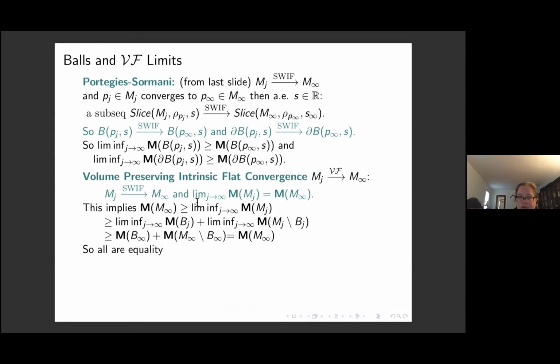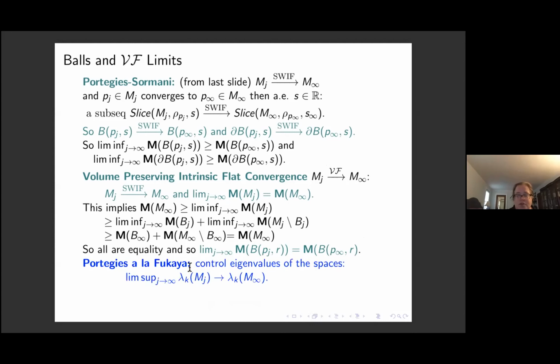If we only have SWIF convergence, we don't have the first line. So now we know that the masses of the balls had to converge to the mass of the balls. Every inequality used here had to be an equality. That includes the inequality from mass Bj to mass B infinity. So now we have masses of balls converge to masses of balls if we have VF convergence.